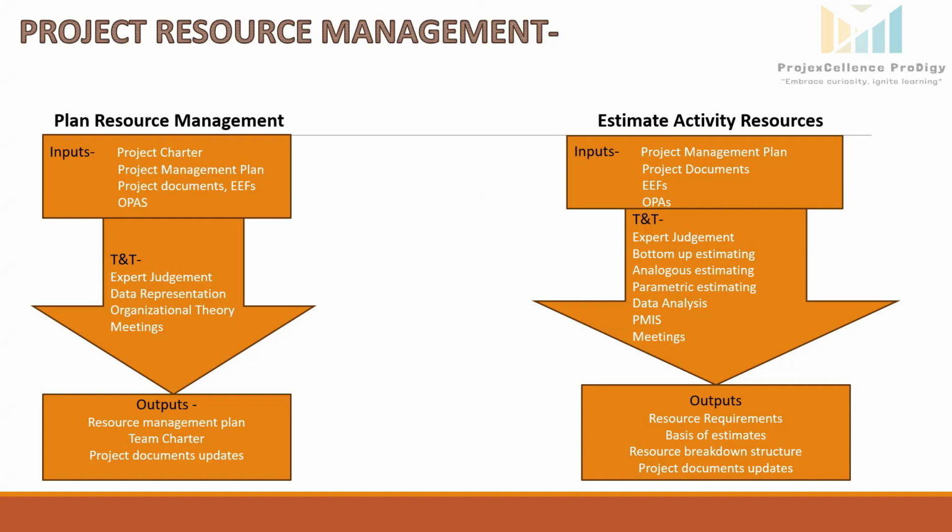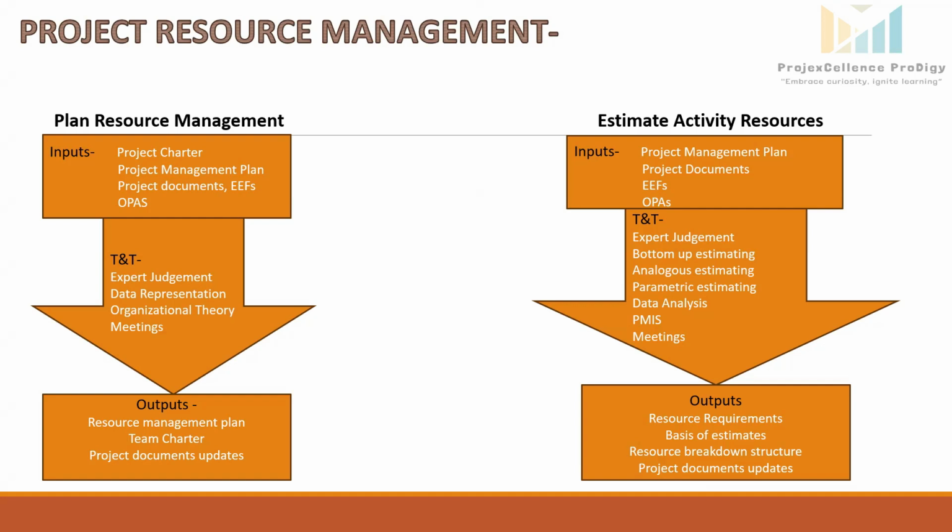The second process is estimate activity resources. In this process, we determine the type, quantity and characteristics of resources which are required for the project, including both human and physical. Inputs for this process are the same as the previous process. Project management plan, and under this, we now have the resource management plan, which is the output of the previous process, plan resource management.